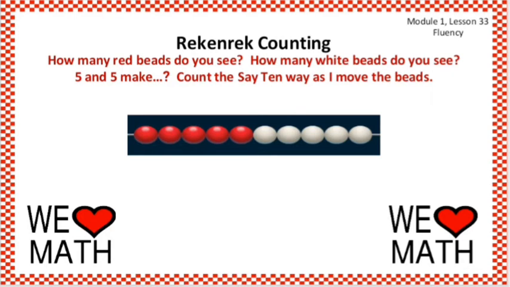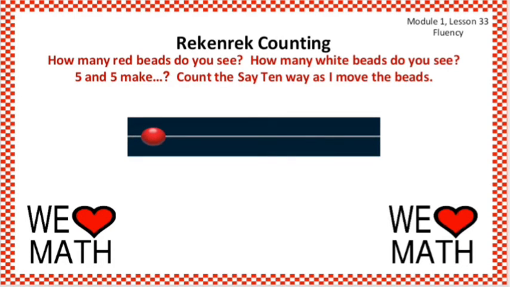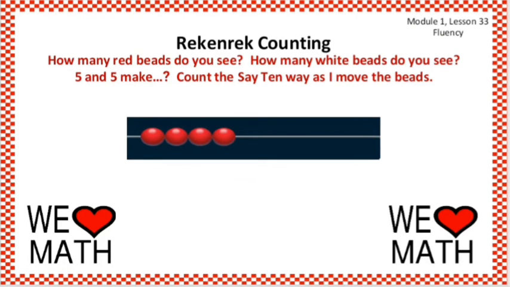Now count the same way as I move the beads. Are you ready? So that will be what? 10, 1. Do you see that? The next one will be what? 10, 2. What about the next one? 10, 3. Good. What about the next one? 10, 4. Good. The next becomes 10, 5. You can see I have 10 before and I'm adding 1 extra. So I'm in 10, 5.